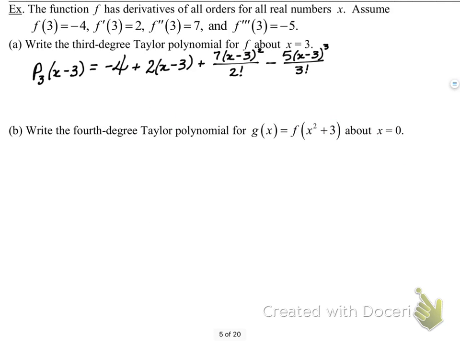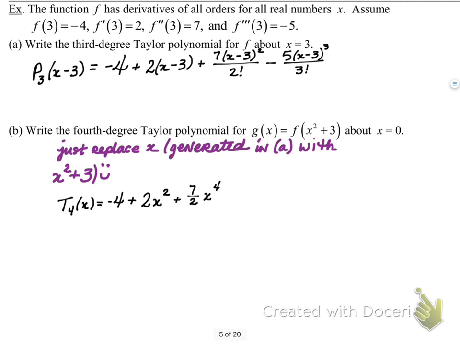So on A, you generate your third degree Taylor polynomial using the formula, and you don't even need to know what the function is here. Pretty simple. I mean, it looks crazy, but the actual math is just busy work. When you replace x with x squared plus 3, you end up with an expression that says x squared plus 3 minus 3. So your 3's cancel. And you end up with a pretty Taylor polynomial, negative 4 plus 2x squared plus 7 halves x to the 4th.